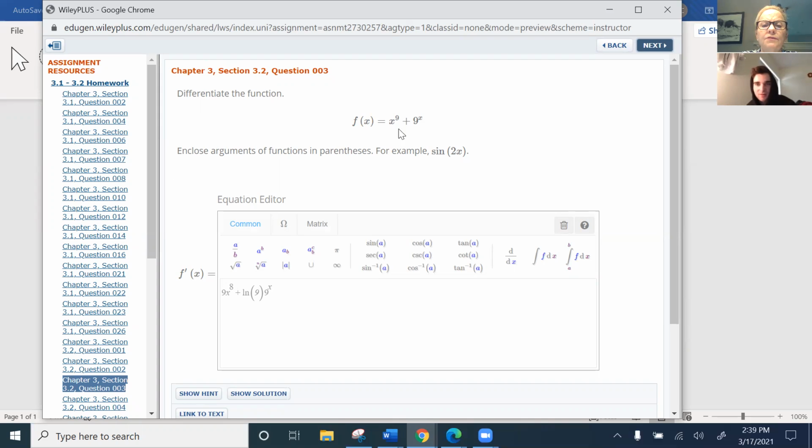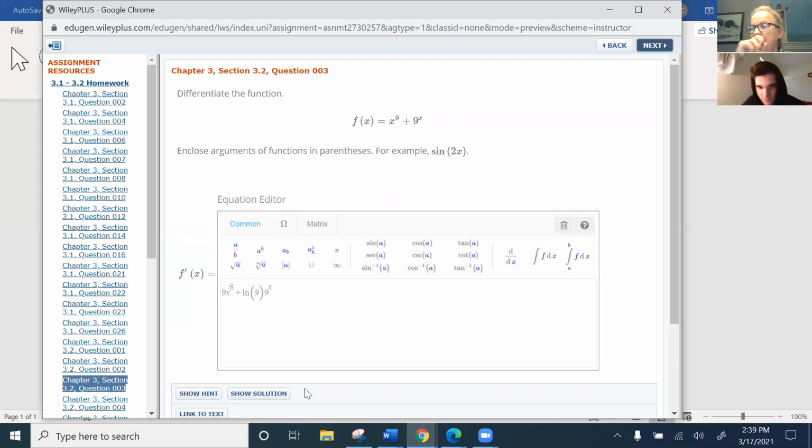Right, yeah. So the power rule for this is just 9x to the 8th. We got that. And when you have something to the x power, then you're going to use the rule that it's ln of a times a to the x. But you have to put parentheses around the 9. Okay, that makes sense. Let me try that one real quick.